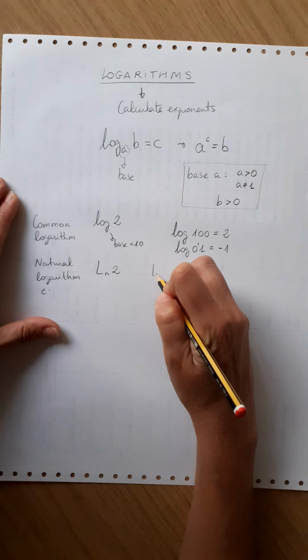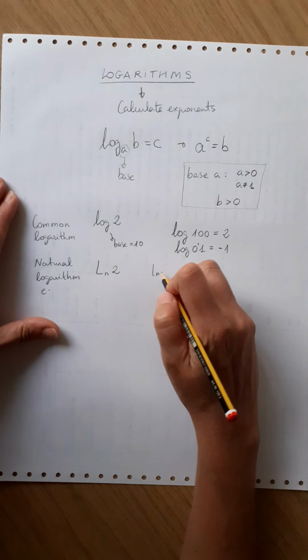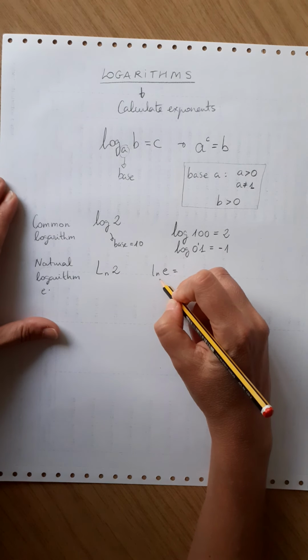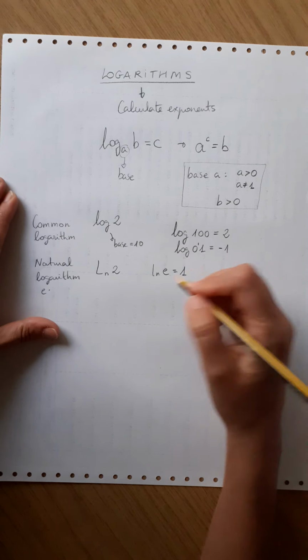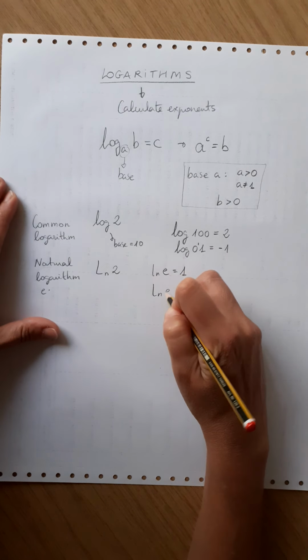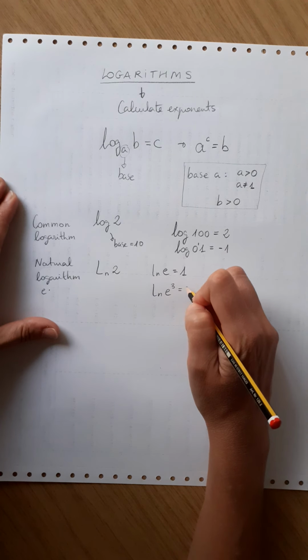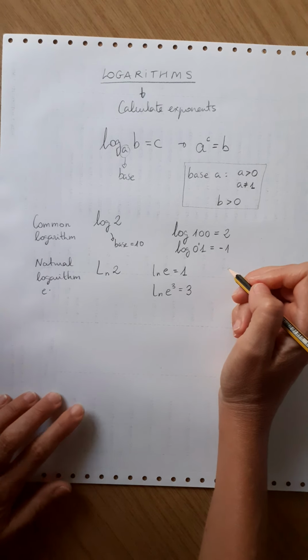Now imagine I'm calculating a natural logarithm. Now we use base e, of e. What exponent do I need for number e so I obtain e? It is clear that it would be 1. And if I calculate this, what exponent do I need for e so I obtain e cubed? The result is 3.